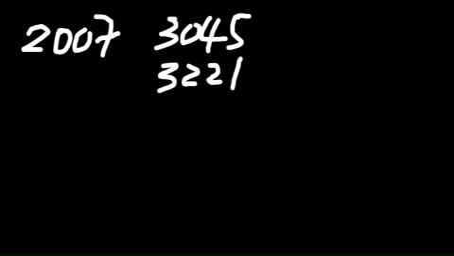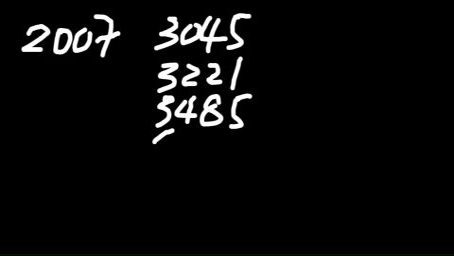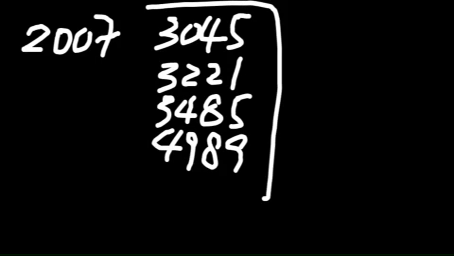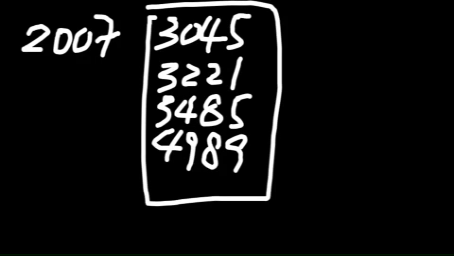Called a time series. You first need to calculate the moving average of the four seasons. So 2007, then 3, 0, 4, 5, and 3, 2, 2, 1, 3, 4, 8, 5, and then 4, 9, 8, 9. The moving average is the average of these four numbers, and you put them somewhere here.